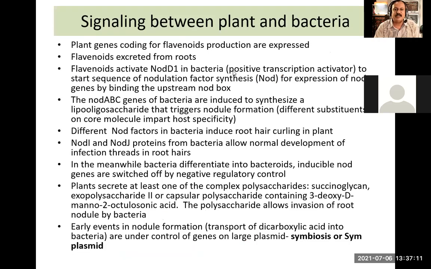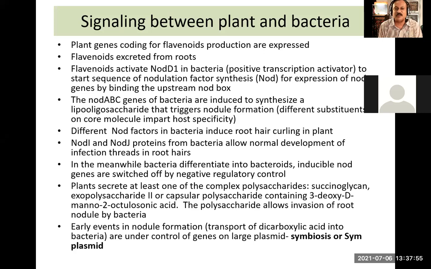And then this is a very important thing which tells you about the signaling that takes place between the plant and the bacteria. Initially, the plant genes which code for a particular type of metabolites, which are called flavonoids, are expressed by the plant cells. These flavonoids which are made by the root cells are excreted from the roots into the soil. Then these excreted flavonoids are sensed by the bacteria. So there is a mechanism of biochemical sensing. Because of these flavonoids now present in the soil, the bacteria will be activated. The bacteria will be invited by the plant.